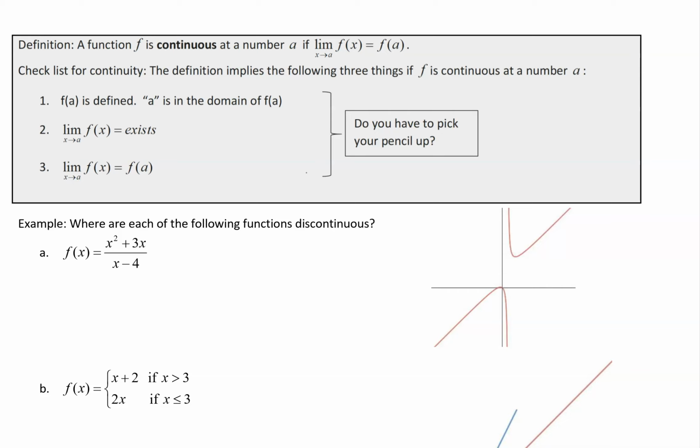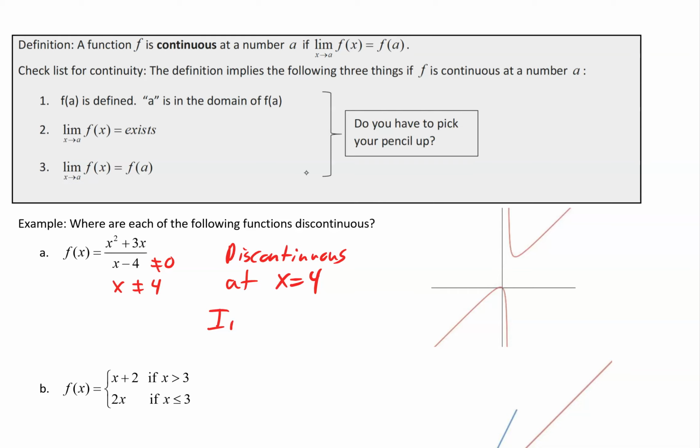So the first one, with rational functions, you know that denominators cannot be equal to 0. That is where we get holes, removable discontinuity, and vertical asymptotes, which is an infinite discontinuity. So if you set the denominator not equal to 0, we get x cannot be 4. So the following function is discontinuous at x equals 4.